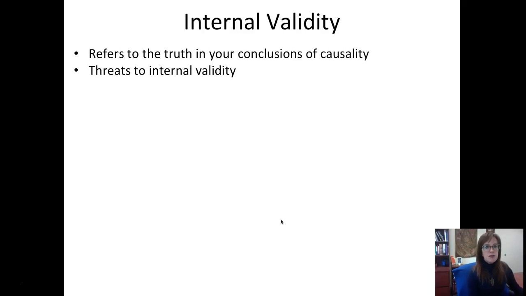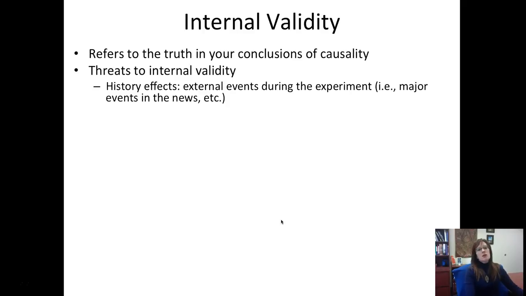And there are all sorts of threats to internal validity, or to having a study that is internally valid. Your book highlights these in chapter 5, in table 5.2, which I think is a nice little synopsis, and then it goes over each of them more fully. But there are history effects, which are external events during the experiment. So maybe you have major events in the news that people find out about and that change their attitudes or behaviors.